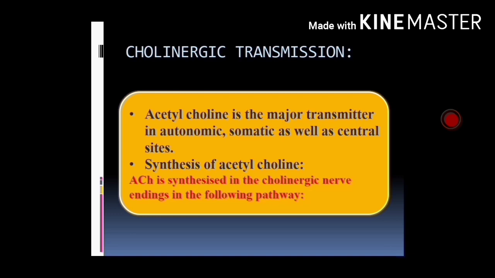So now we are moving on to the next part of the presentation. Now we are going to learn about the synthesis, storage and release of neurotransmitters in the cholinergic division. The major neurotransmitter in the cholinergic division is acetylcholine, and it is synthesized in the mitochondria of the cholinergic nerve endings.